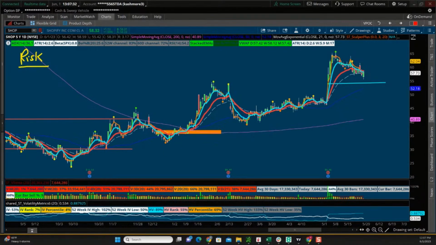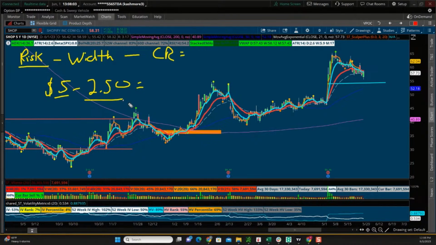So the risk is the width of the spread. If you did 5 wide, 10 wide, it doesn't matter however wide you did it, I'll just put width of the spread minus CR for credit received. What would that look like? Let's say we got in a $5 wide spread and we got $2.50 of credit. For one position, all you do is take width of spread minus the credit received. That means your risk is $2.50, or for one position, 250 bucks, right?